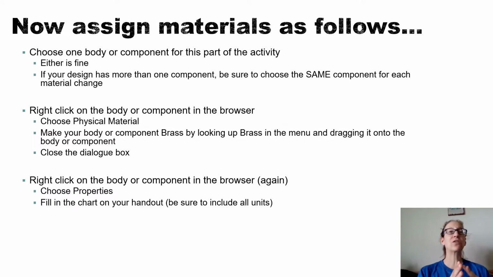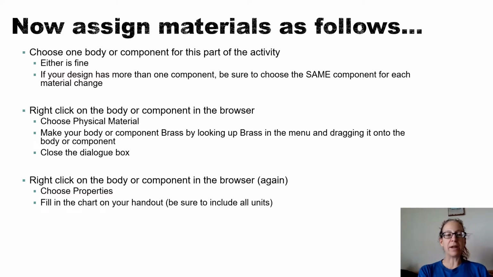An actual physical table, though, probably is not one piece. You've got pieces that hinge or join together, or the legs insert or something, but either is fine for this. If your design has more than one component, be sure to use the same component for each material change. So you don't want to use one leg for one part of it and then use the eating surface for another part of the activity. You can pick any part that you want.